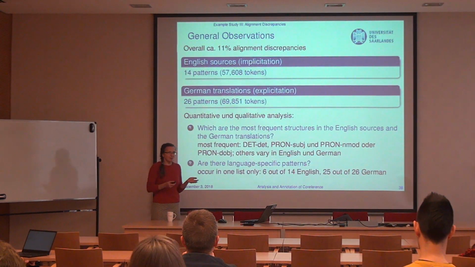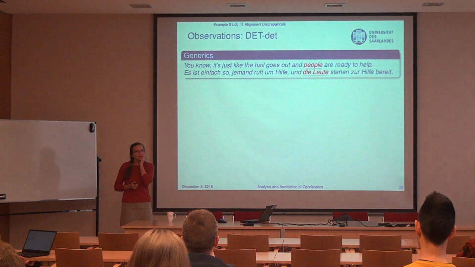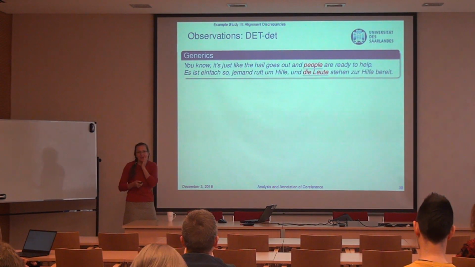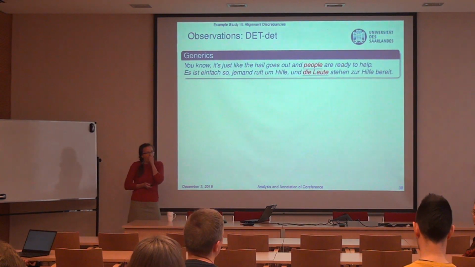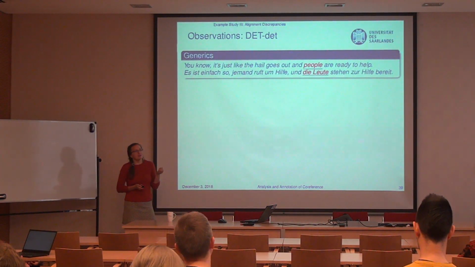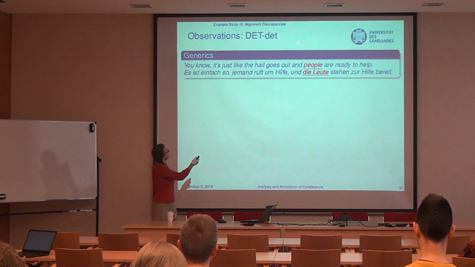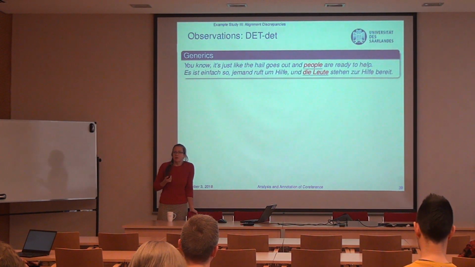Okay, so having this huge number of patterns, we need some kind of qualitative analysis in the sense of understanding what kind of phenomena we deal with. What are these patterns represented by? We had a lot of cases of generics, like here we have people and in German die Leute. Generics are used without any article in English, but we have an article in our data in German.